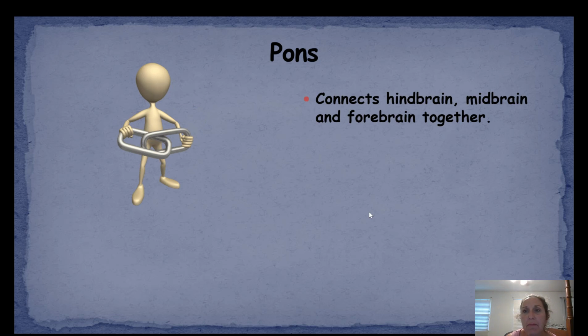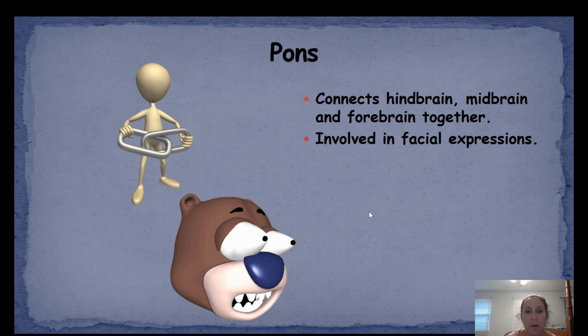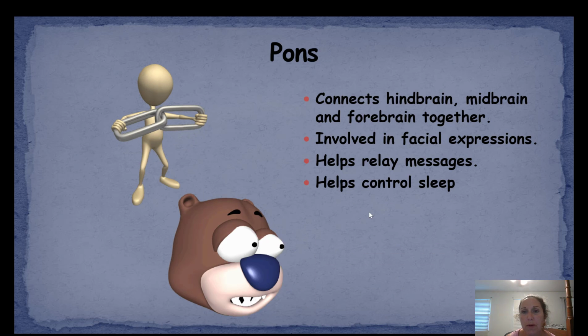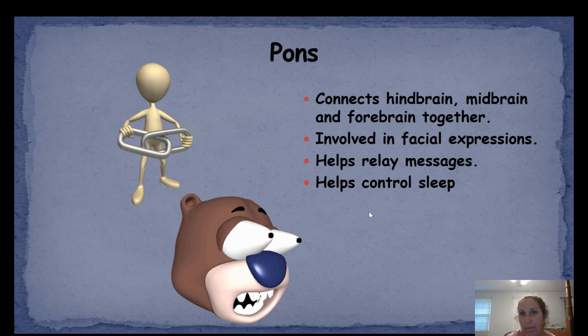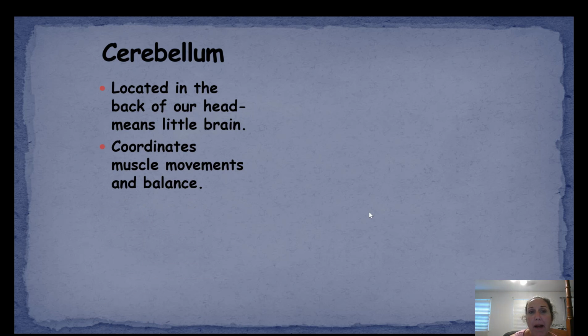The pons connects the hindbrain, midbrain, and forebrain together. We use it for facial expressions. It is a relay station. It acts like sort of a train station to relay messages. It also helps control our sleep. Now the cerebellum, that little ball on the back of the brain there, cerebellum actually means little brain, and it coordinates movement and balance.